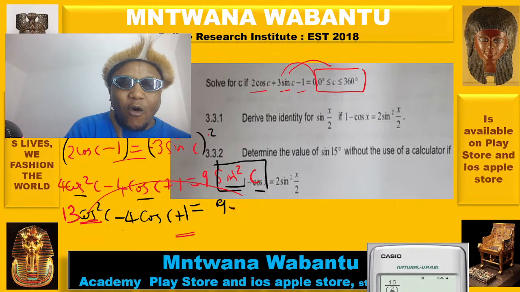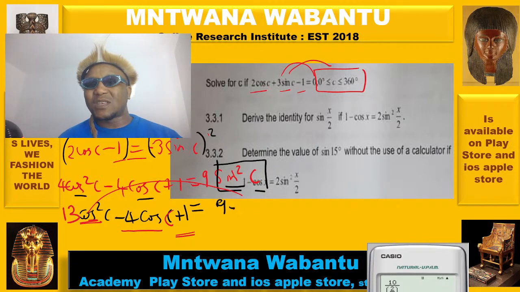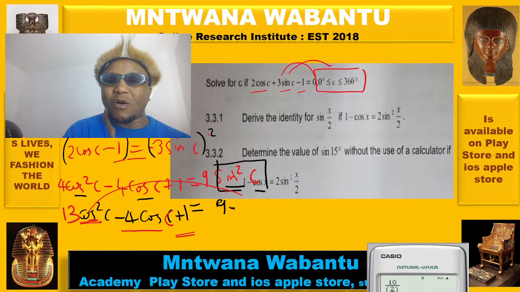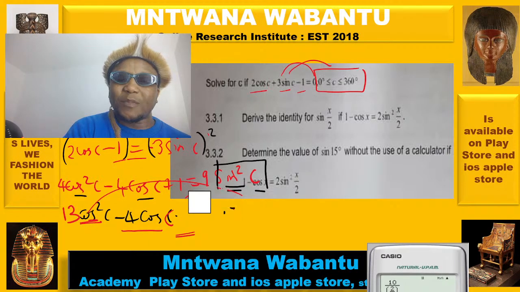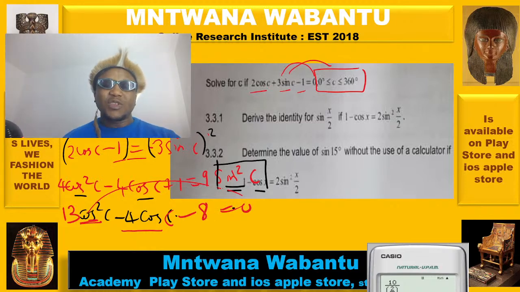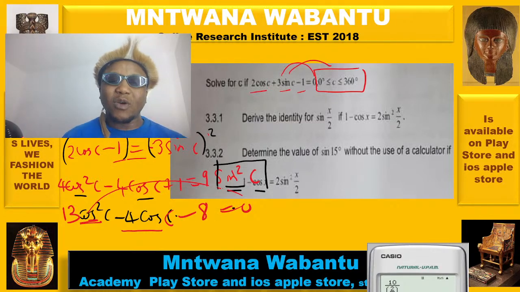Okay? Now 4 cos square c, just a 4 cos square c. And then this is going to come over. When it comes over, you remember this plus will become minus. It's going to be 1 minus 9 equal to negative 8. So I can simply say negative 8 equal to 0. So this is a quadratic equation. So I have to solve a normal quadratic equation.